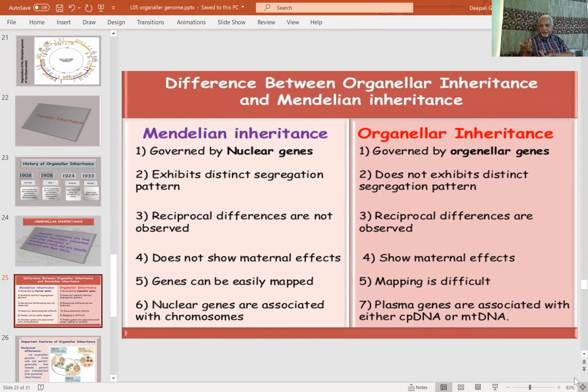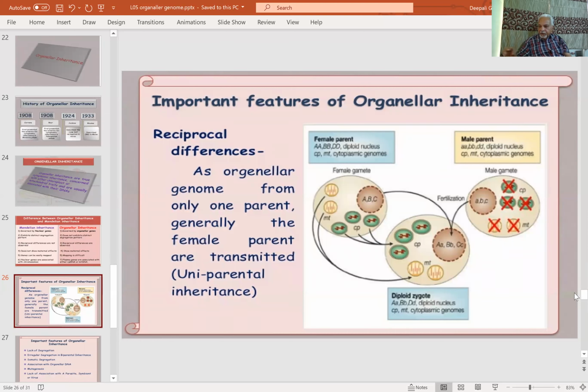Genes can be easily mapped, and here mapping is difficult. And nuclear genes are associated with chromosomes, whereas organelle genes are associated with either chloroplast DNA or mitochondria. So these are some of the subtle differences in the inheritance shown by nuclear genes and the chloroplast genes or the mitochondrial genes. Now, if you see how the organelle inheritance takes place.